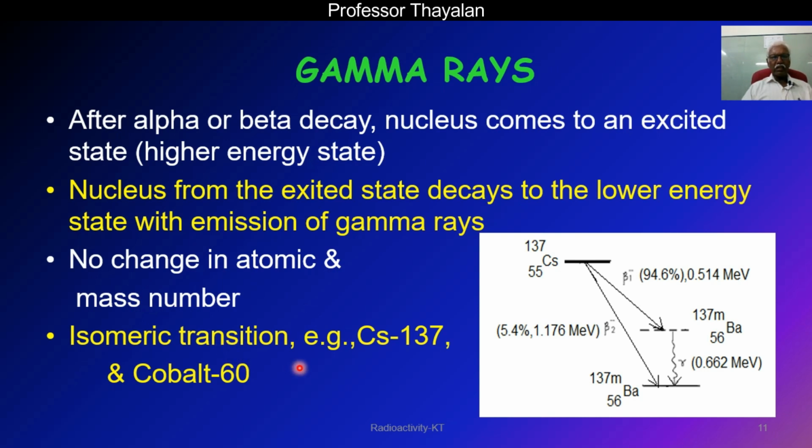What does isomeric transition mean? It is a transition without change in atomic number and mass number, only energy is released. Examples, cesium-137 and cobalt-60.